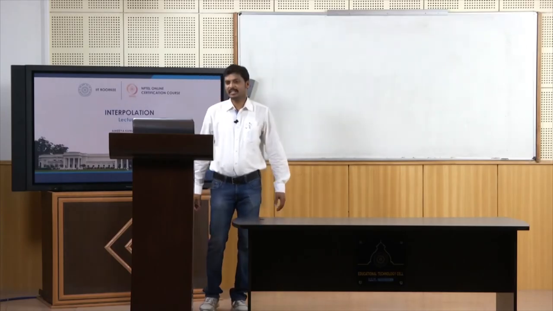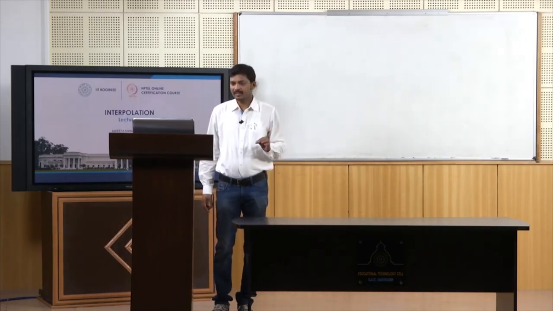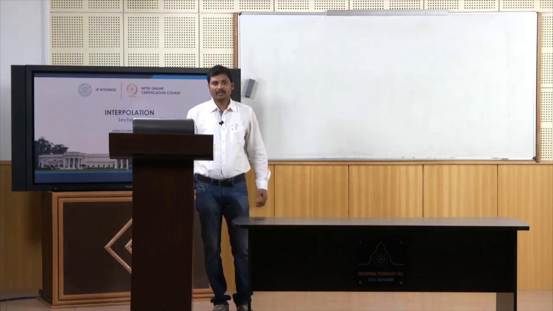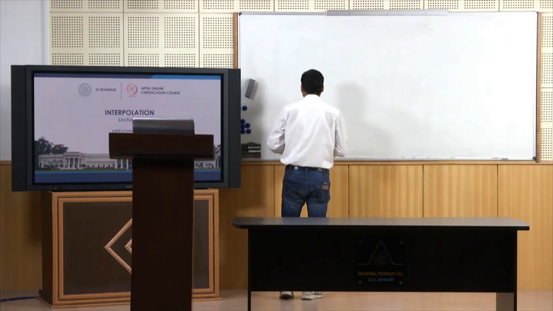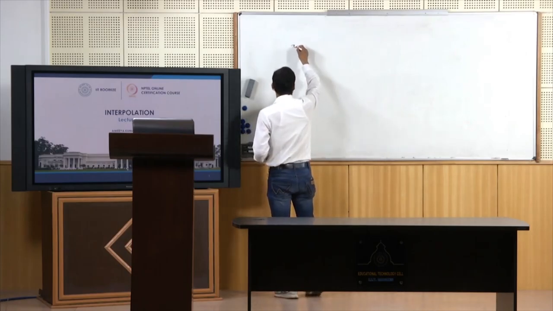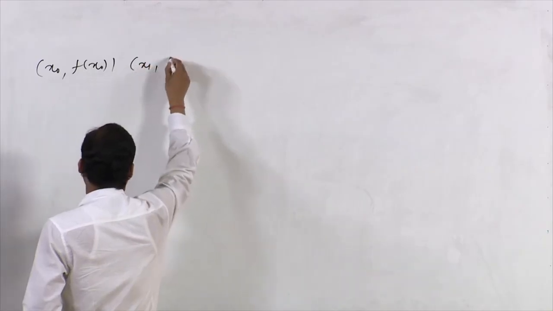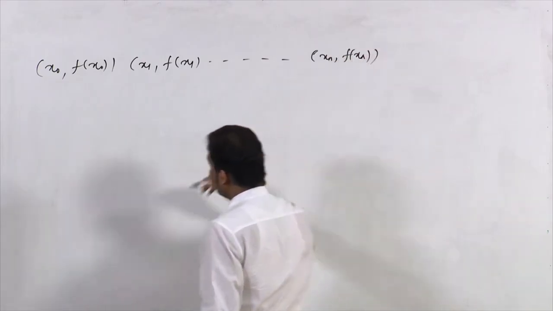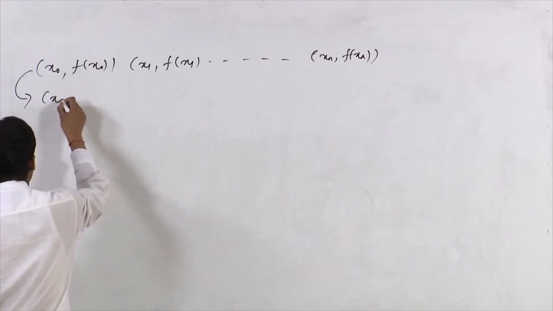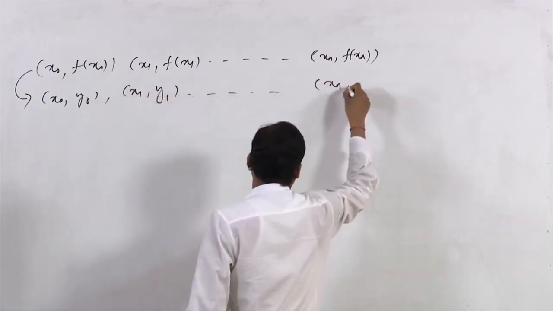Whenever we go for interpolation, basically we are dealing with a function f of x defined at a set of data points x0, x1 to xn, and this function is approximated by a polynomial of degree n. The points x0, x1 to xn are the tabular points or the nodal points, and corresponding to each of these tabular points, we have an associated functional value: x0, f of x0, x1, f of x1, up to xn, f of xn. Sometimes we also express these tabular points in the form x0, y0, x1, y1 up to xn, yn.